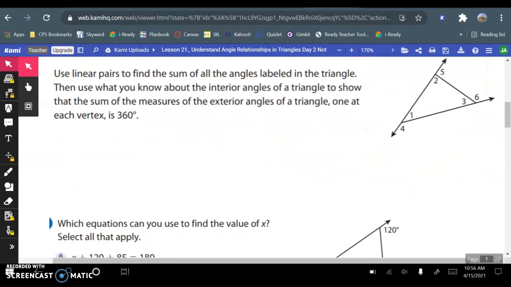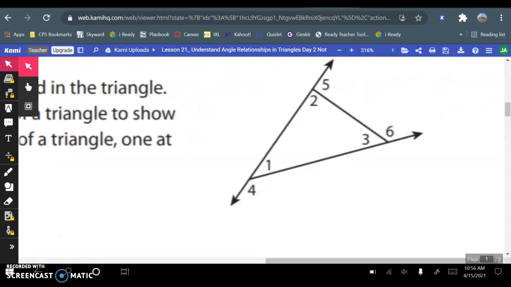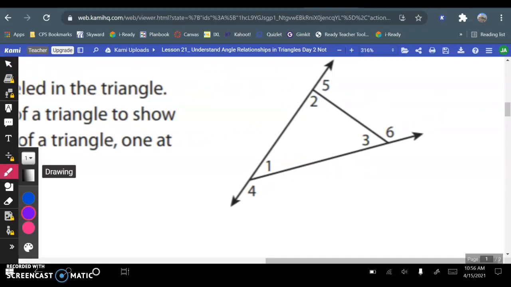So now for this one, we're going to use linear pairs to find the sum of all angles labeled in the triangle. Then use what you know about interior angles of a triangle to show that the sum of the measures of the exterior angles of a triangle, one at each vertex, is 360 degrees. So what I know is that these two, and these two all make 180 degrees.